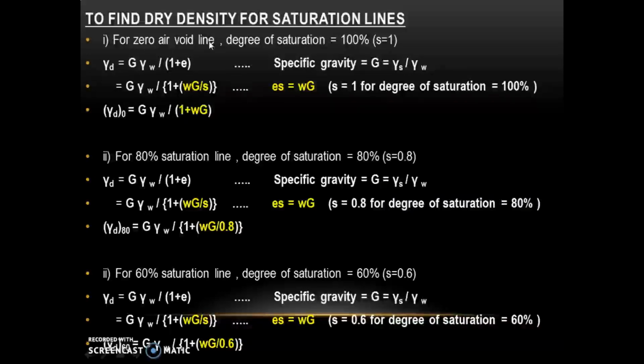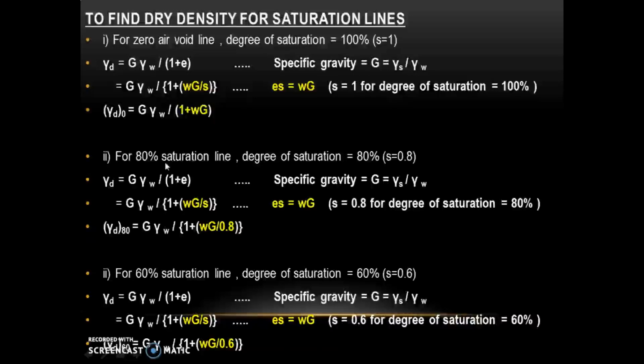So for the zero air void line, the degree of saturation is equal to 100%, S is equal to 1, and the formula to find the dry unit weight to draw the zero air void line is G into gamma W divided by 1 plus WG, which we have already seen from the previous slide.